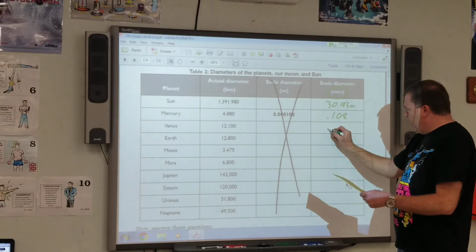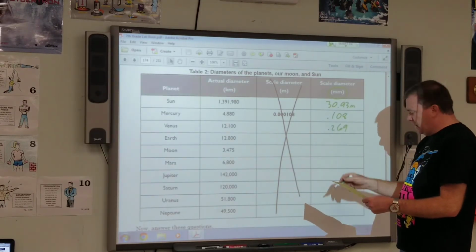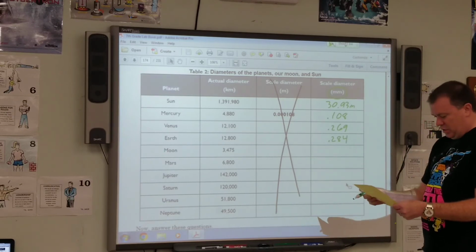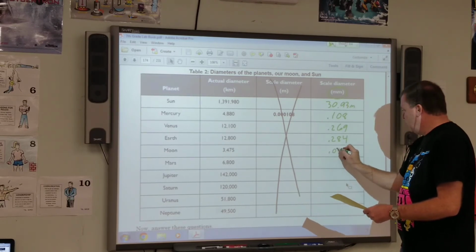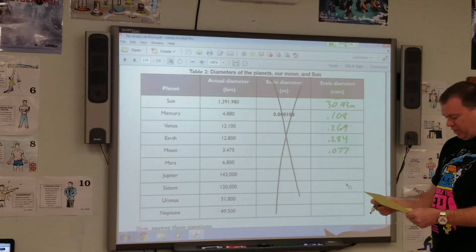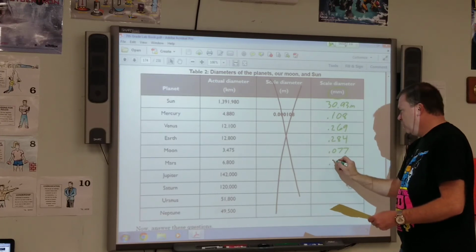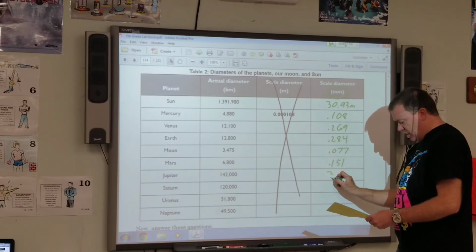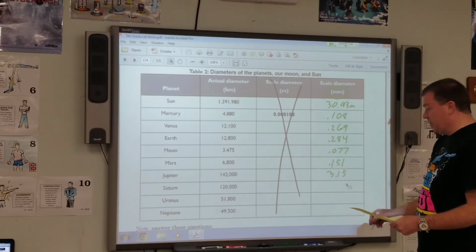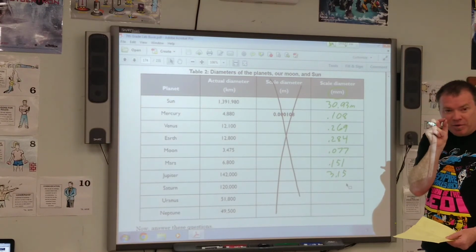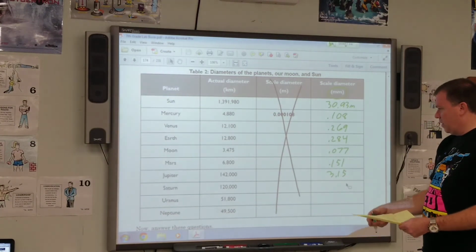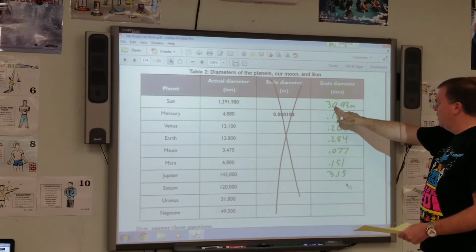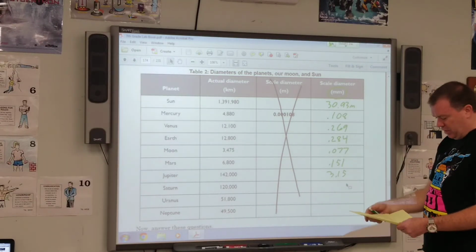Venus becomes 0.269. Earth is 0.284. The moon is 0.077. The moon is very small compared to other things. Mars is 0.151. Jupiter is 3.15 millimeters. So remember, millimeter is pretty small, so only 3 of those. The biggest planet in the solar system at this same scale would only be 3.15 millimeters. The sun is 30 millimeters, or 3 centimeters.